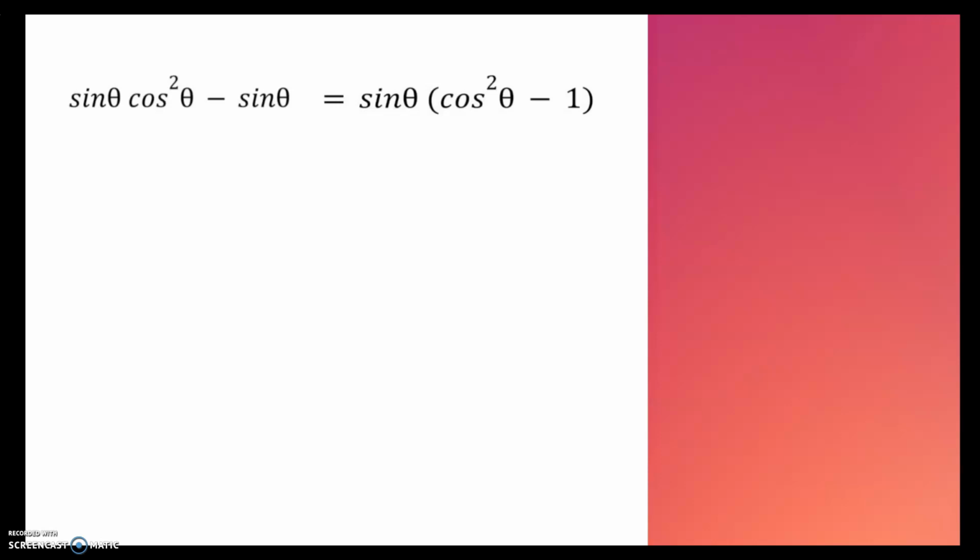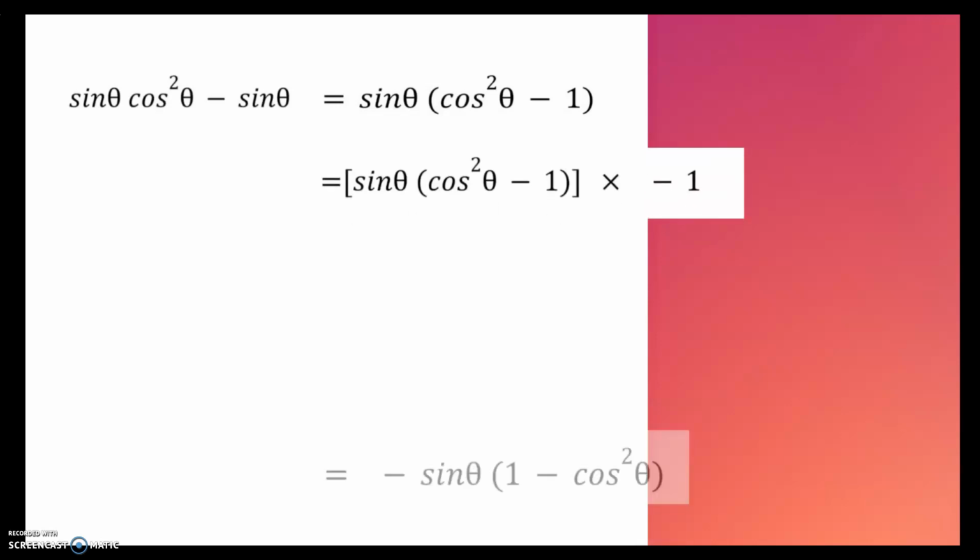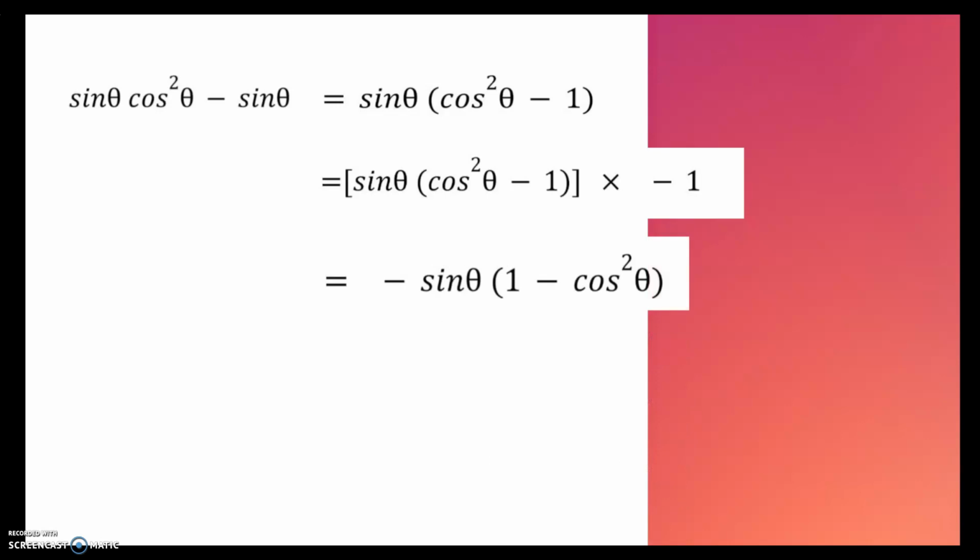The equation for the Pythagorean identity is sine squared of theta plus cosine squared of theta is equal to 1. So in order to find sine squared of theta, you must do 1 minus cosine squared of theta. But here we have the opposite, so in order to get 1 minus cosine squared of theta, you multiply everything by negative 1, and you get negative sine of theta times 1 minus cosine squared of theta.